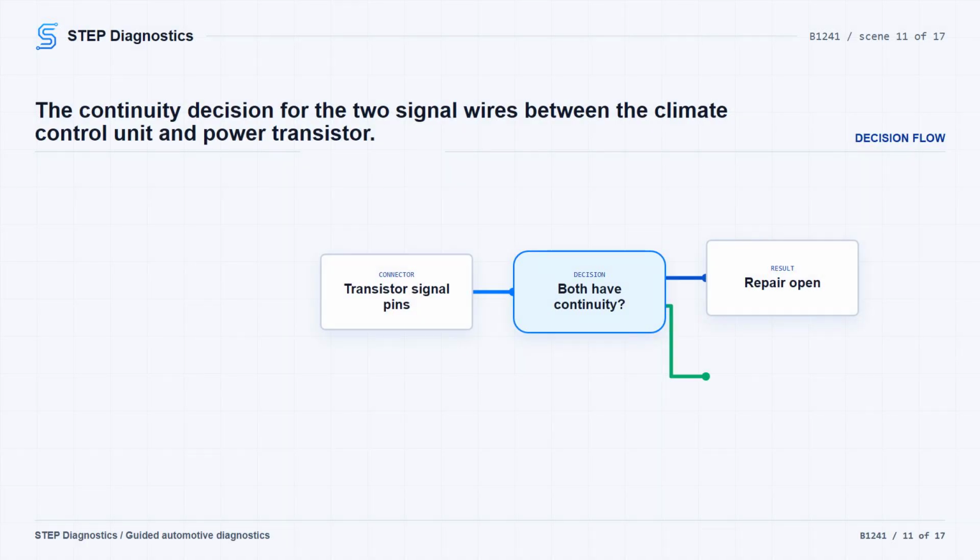12 yellow to power transistor 4P connector no. 2 yellow. Then check climate control unit 32P connector no. 13 blue to power transistor 4P connector no. 4 blue. If continuity is present on both circuits, the signal wiring is okay and you move to the power transistor check. If continuity is missing, repair the open between the climate control unit and the power transistor.